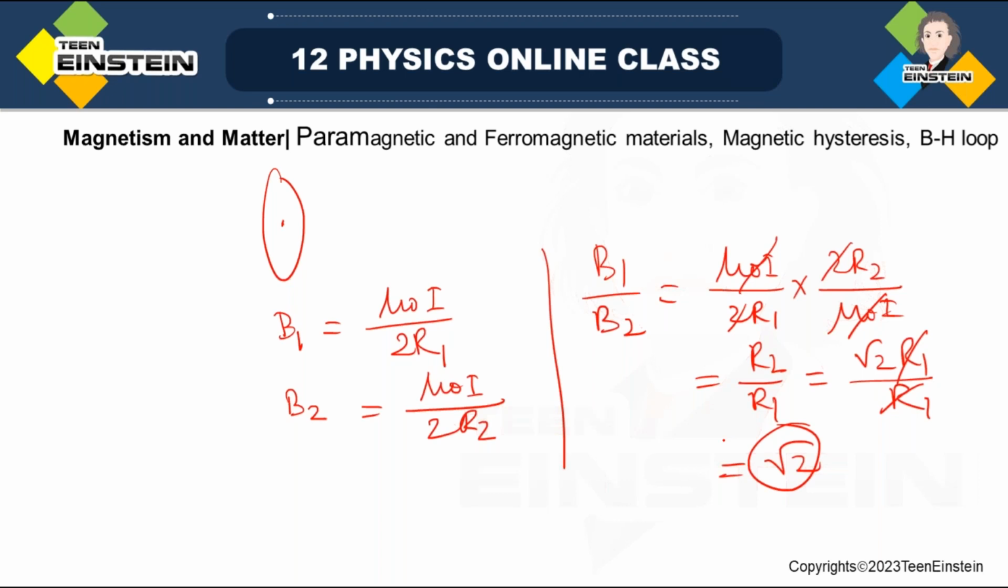So this is how we have to solve problems related to this particular chapter. There could be various other types of problems also, from the Curie law, and also from the bar magnet.